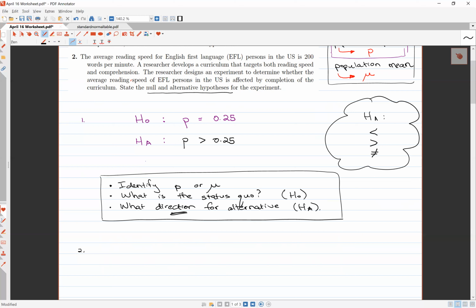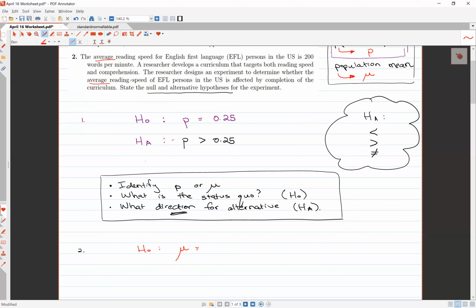So, are you looking at a proportion or are you looking at a mean? Well, if you read it, the word average recurs over and over again, right? You're looking at average reading speed or mean reading speed. So the parameter of interest here is mu. So when you're formulating your null hypothesis, the null hypothesis has to say mu is equal to some specific value.